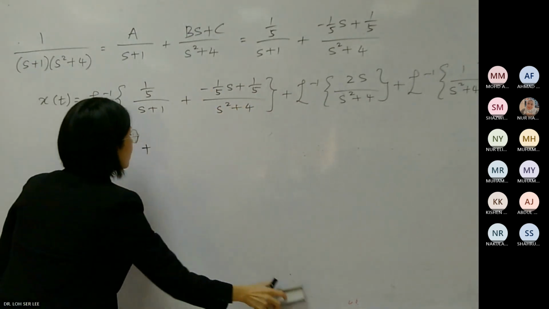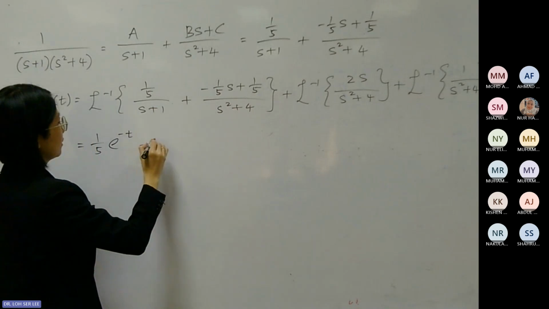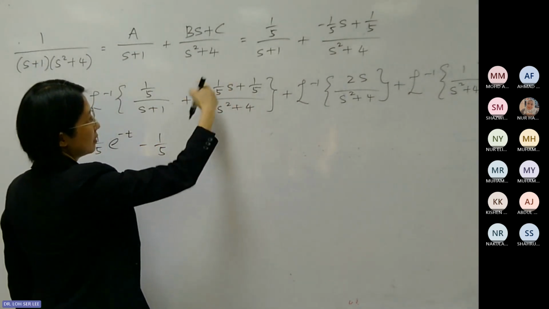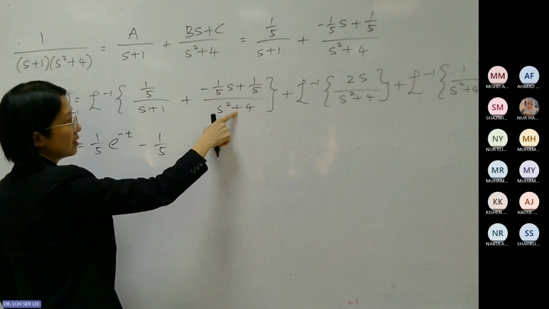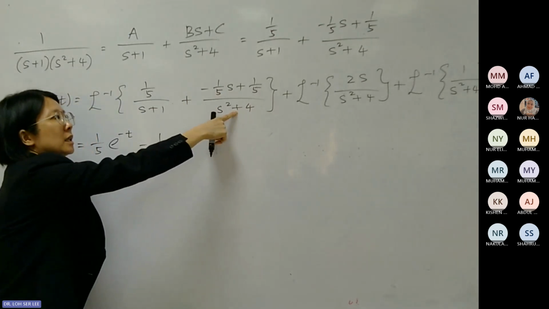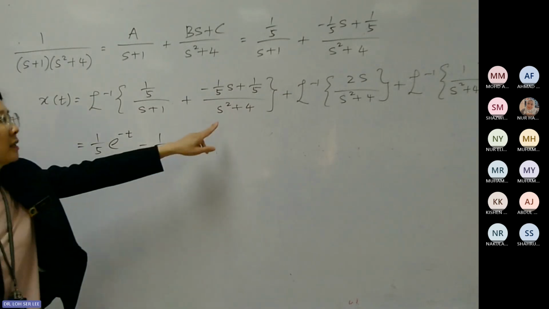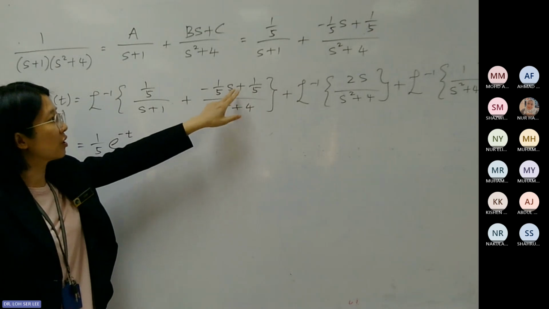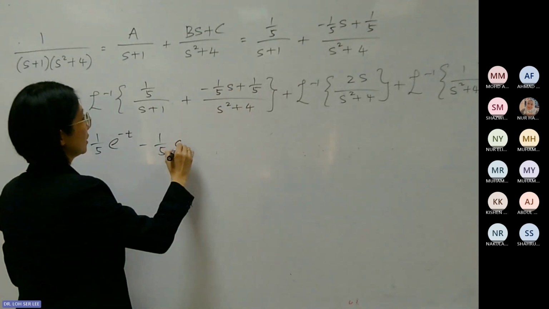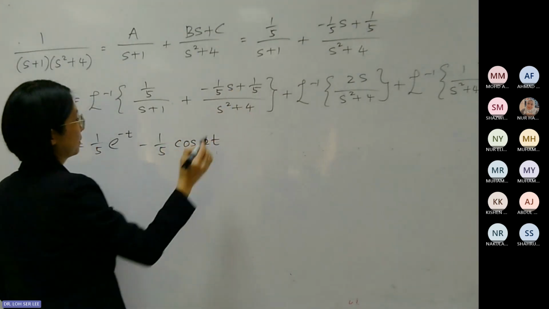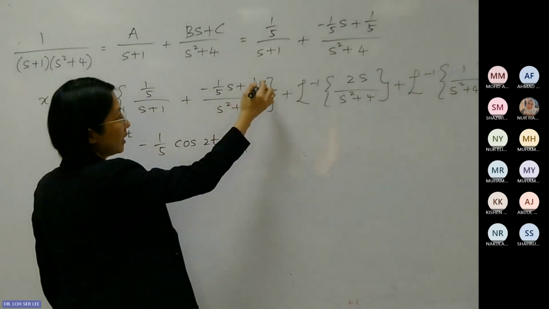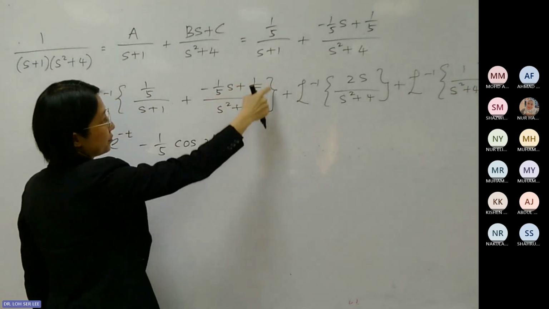You have minus 1 over 5. This one, what do you get here? Hyperbolic or not? This is plus, not minus, so it is trigonometric. If hyperbolic, this is minus. So this is cos 2t. For the hyperbolic one, it will be s squared minus a squared here. And then this part, the 1 over 5.